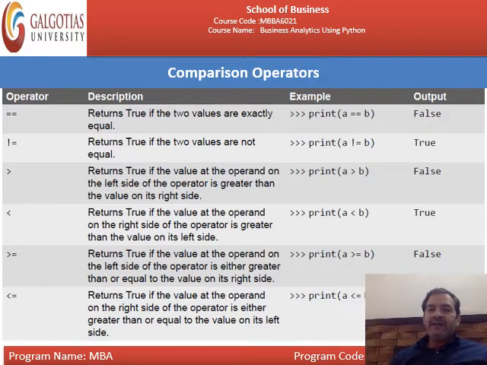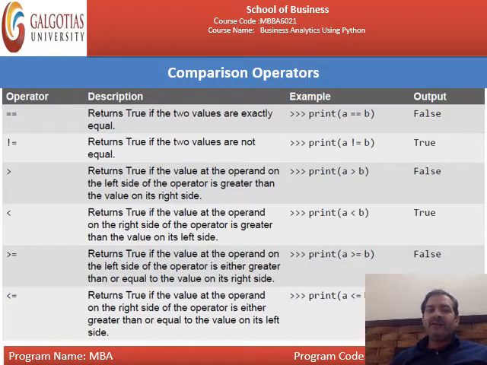And this is the greater than operator. It returns true if the value of the operand on the left side of the operator is greater than the value on its right side. For example, you simply write print A is greater than B. It depends upon the values whether the value is greater than the other operand, and you get false or true corresponding to the values.